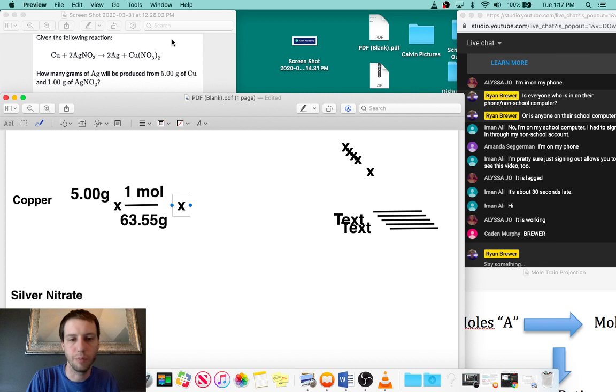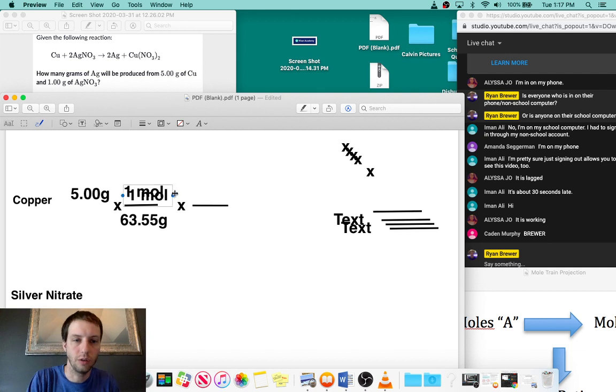Now I need the mole ratio from the balanced equation to go from moles of copper to moles of silver in this case, since it's asked me to find silver. Now, in order to find the limiting reactant, I could use either product as long as I do both problems the same, solve to the same product. But since it's asking me eventually to find grams of silver, then I want to use silver because that's just going to make my life easier. So let's do that. Mole ratio is a 1 to 2 ratio.